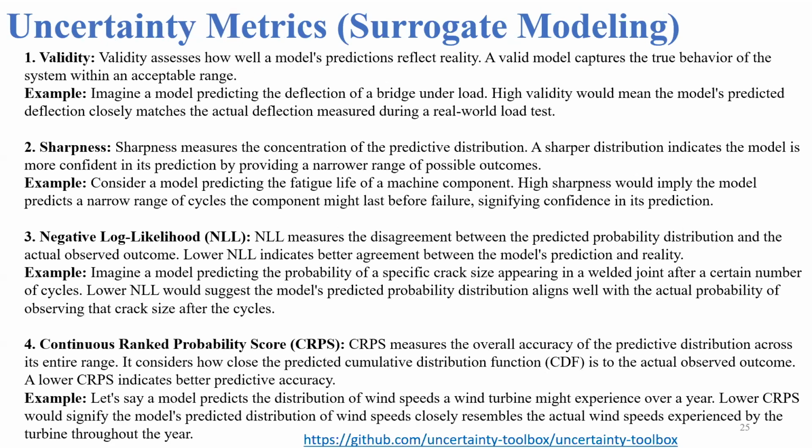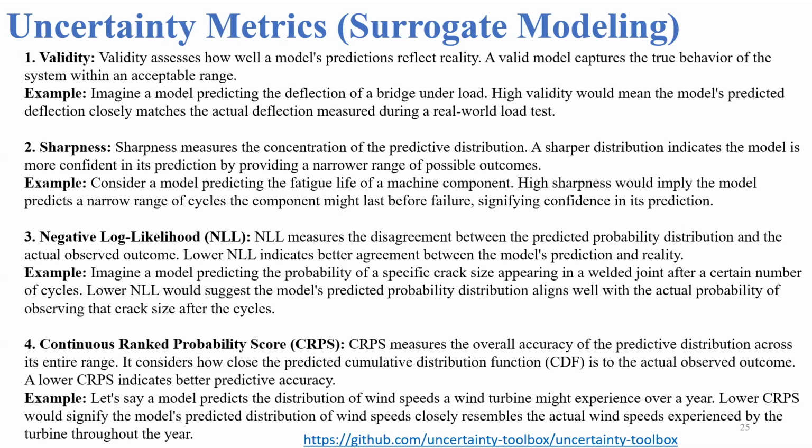And in addition to having standard deviation as a measure of uncertainty, we can have various other types of metrics for uncertainties. For example, validity. Validity assesses how well a model prediction reflects reality. Imagine a model predicting the deflection of a bridge under a load. High validity would mean that the model's predicted deflection closely matches the actual deflection measured during the real world load test. Sharpness is another good one.